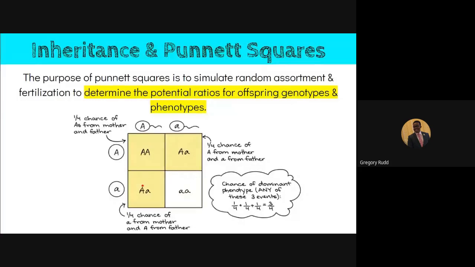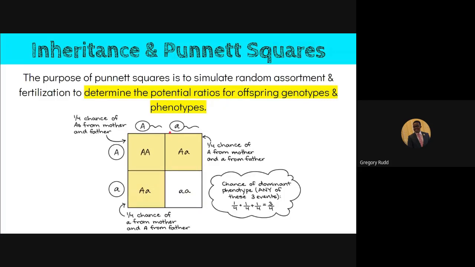We've got a capital letter, which is obviously different than a lowercase letter. So this is heterozygous. So we've got to keep this in mind. That's the language that we will be using as we move through this unit and as we continue on in the course. But these Punnett squares help you to determine the ratio of potential offspring genotypes and phenotypes.